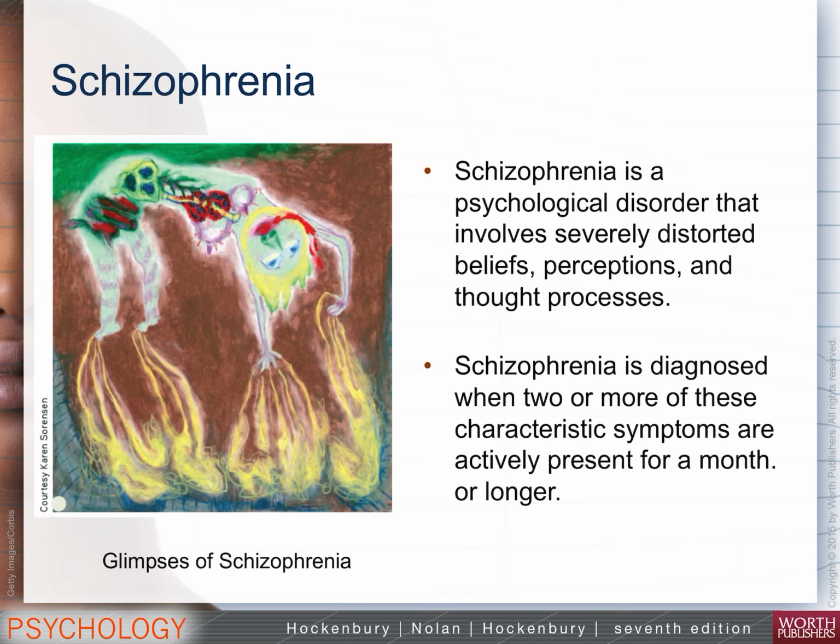So let's talk about what schizophrenia is. Schizophrenia comes from the Greek, meaning split in mind. Split refers to the loss of touch with reality. This is where a person is experiencing very severely distorted beliefs, distorted perceptions, and thought processes. It tends to be diagnosed when two or more of the characteristic symptoms are present for at least a month or longer, and people will go through episodes where they actually experience specific symptoms.